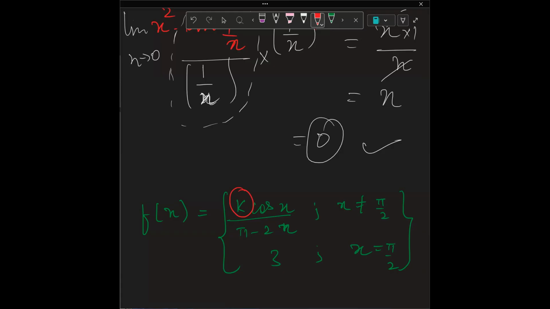And it is given that this function is continuous at x equals to pi by 2. You have to check the continuity at pi by 2. You have to use the definition of continuity and just equate the things. You will get the value of k. Solve this question and tell me quick.